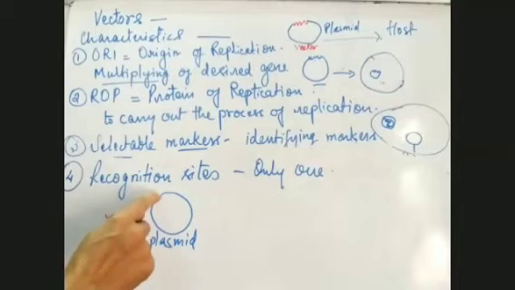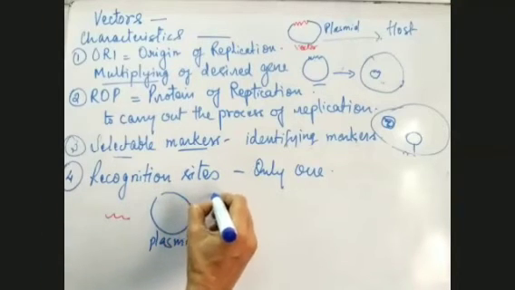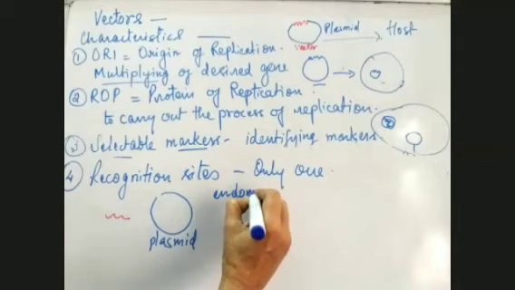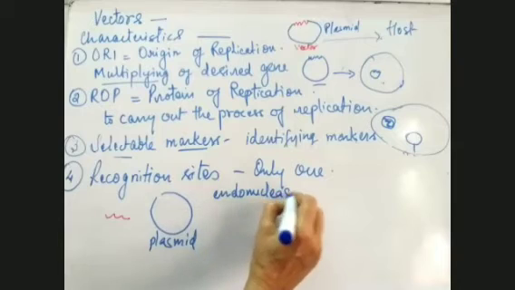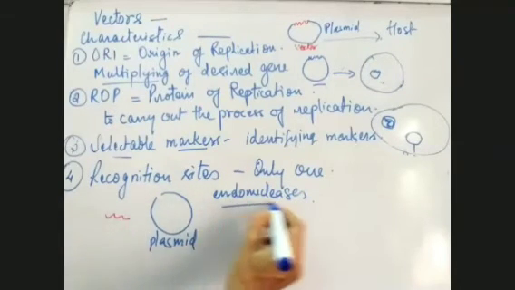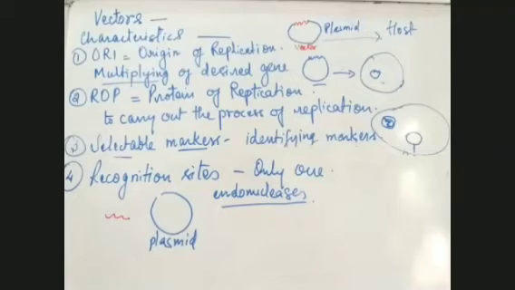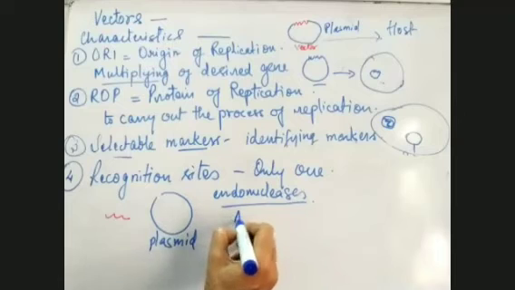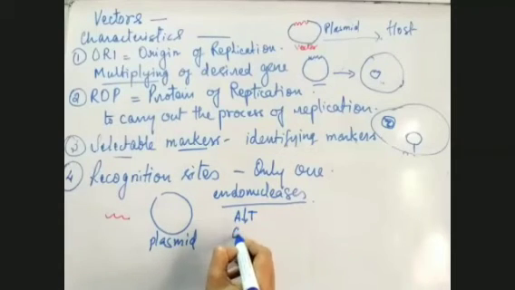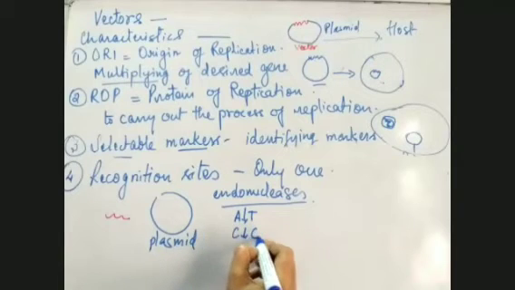For that we will have to make a cut here. And what is that cut made by? That is made by endonucleases. We did that yesterday. Restriction endonucleases make the cut, and these endonucleases are very specific in their action. There are some endonucleases which will make a cut only between A and T, and some which will cut only between C and G.